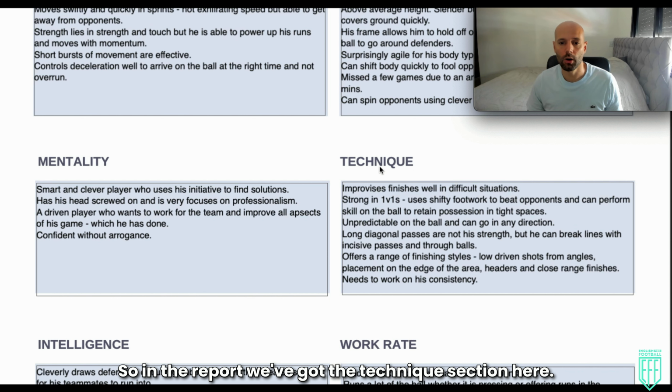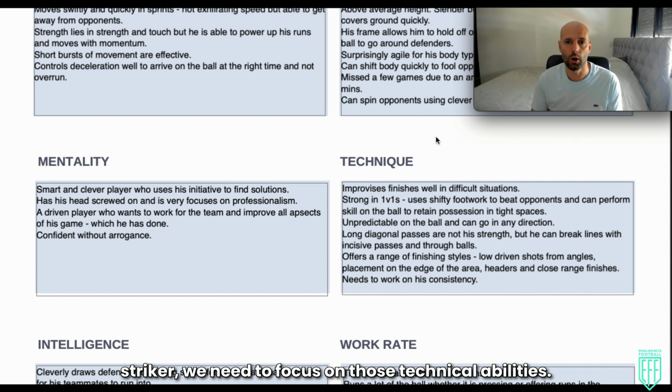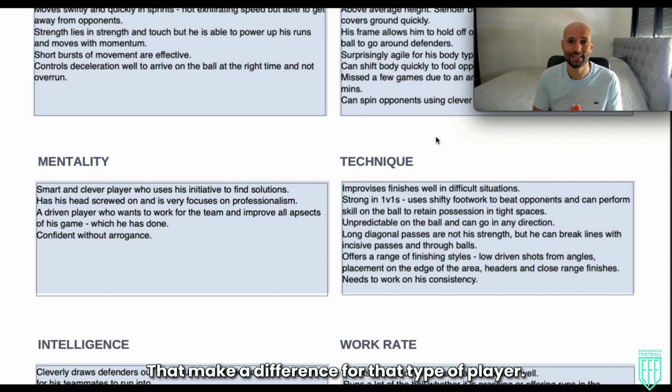Okay, so in the report, we've got the technique section here. It might be called technical quality, something like that, but it'll be pretty much the same thing most of the time. So with João Pedro, because he's an attacker, a striker, we need to focus on those technical abilities. It's no real use talking about his tackling unless he's incredibly special at it. We need to really focus on the things that make a difference for that type of player.